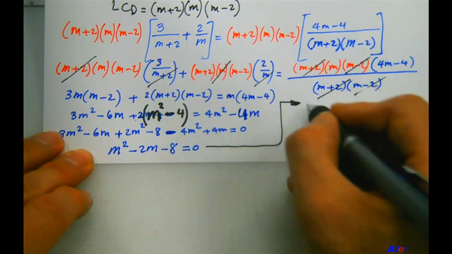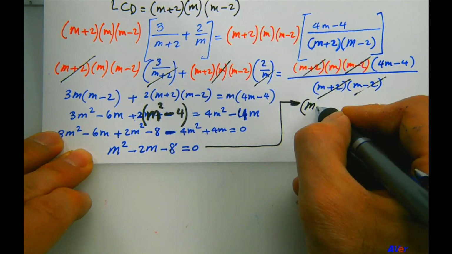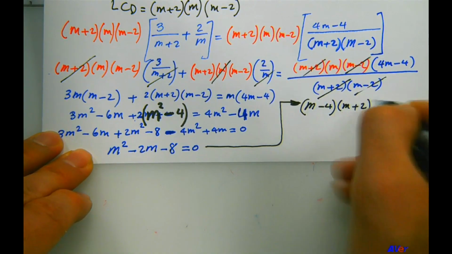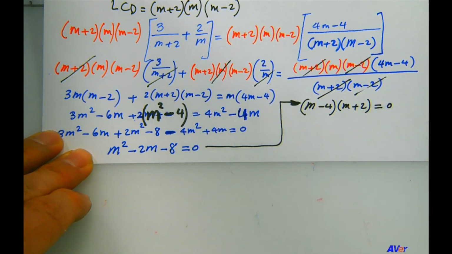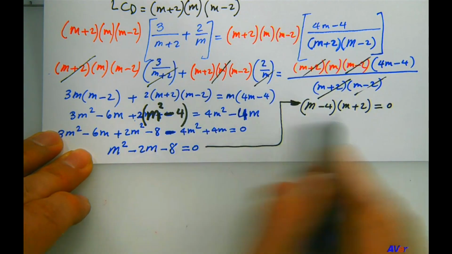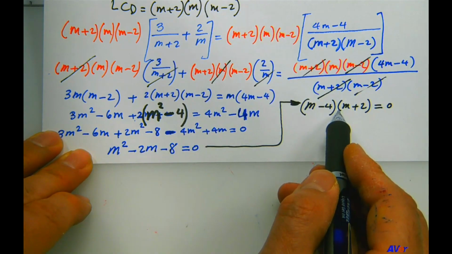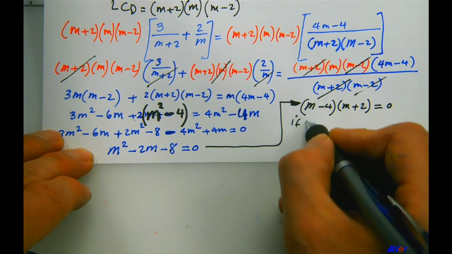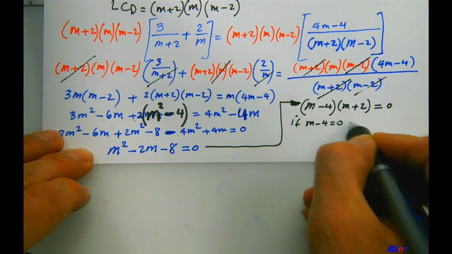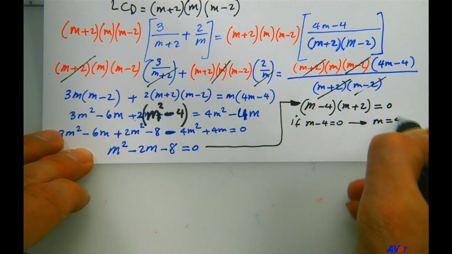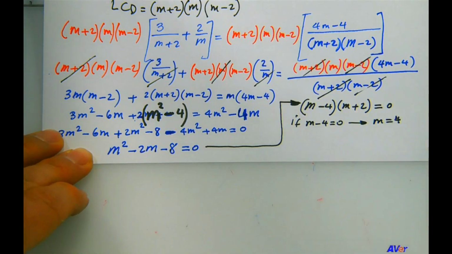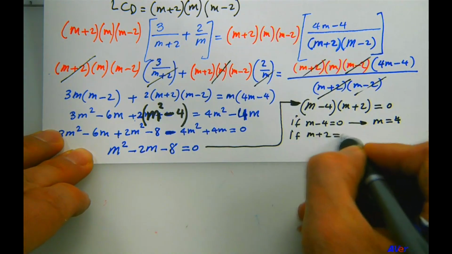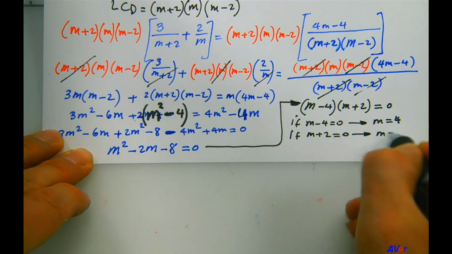So that is equal to m minus 4 times m plus 2 equals 0, right? This quadratic expression factors into that. So then if m minus 4 equals 0, then m equals 4. If m plus 2 equals 0, then m equals minus 2.